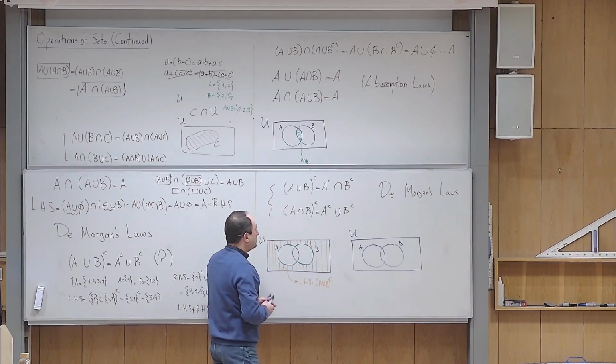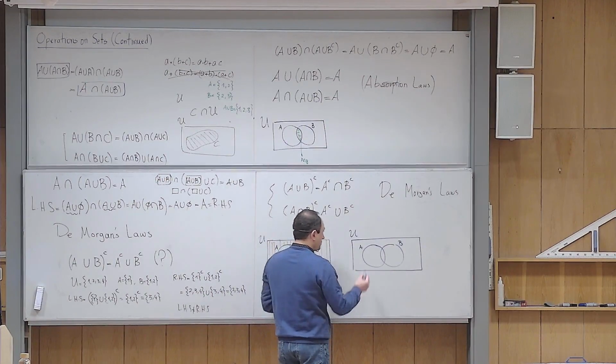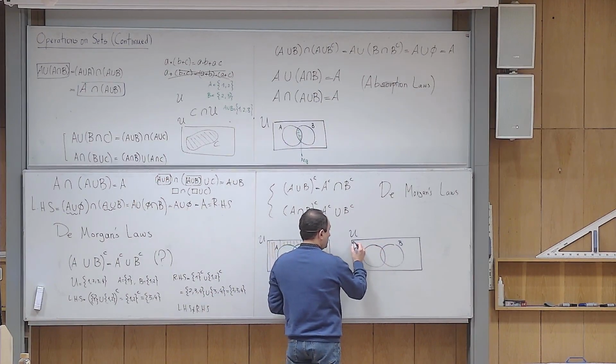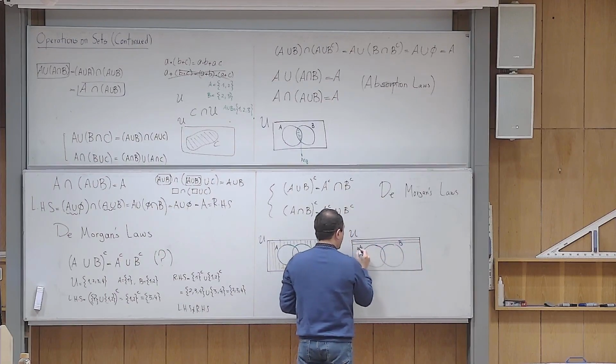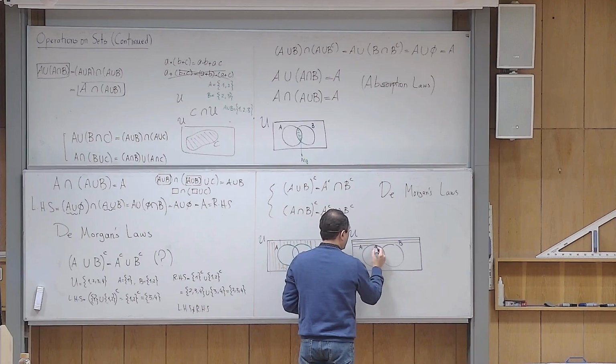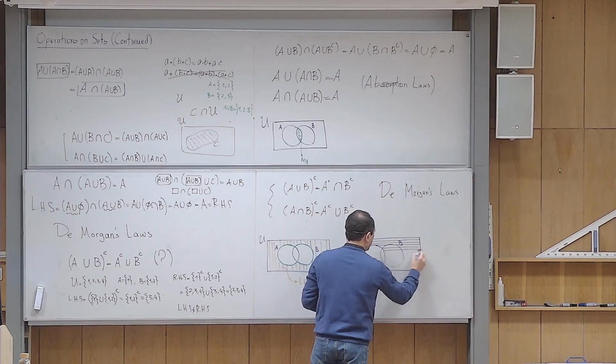So where is A complement? A complement means outside A. So outside A is here. So let me color it horizontally. I have to be careful that I'm not allowed to be inside A, but I don't need to be careful about whether I am inside B or not. What I have to be careful about is that I have to be outside A.